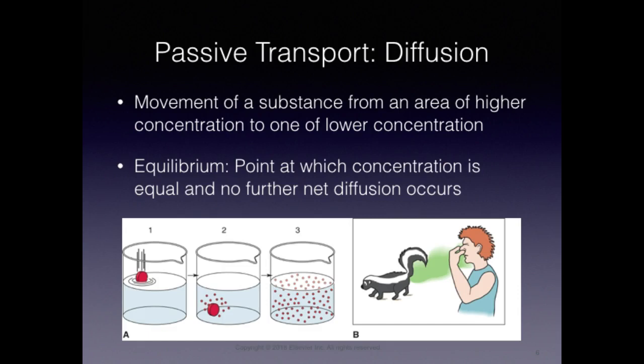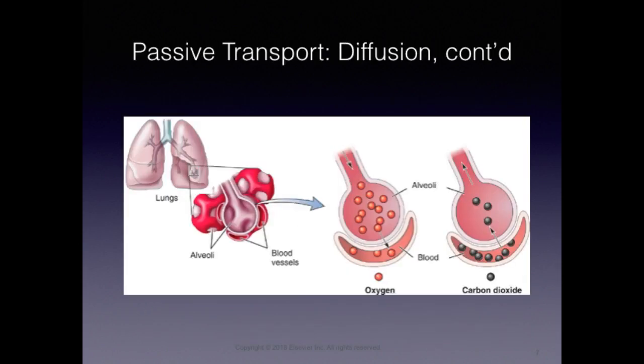This figure B is basically showing what would happen if a scent is passed through an area of high concentration from the skunk's tail to a lower concentration until balance is maintained. Eventually, the scent is dissipated throughout the environment. Diffusion is also the mechanism that is responsible for moving oxygen into the blood and carbon dioxide out of the blood. So those are the kinds of things that have to be passed over that cell membrane.